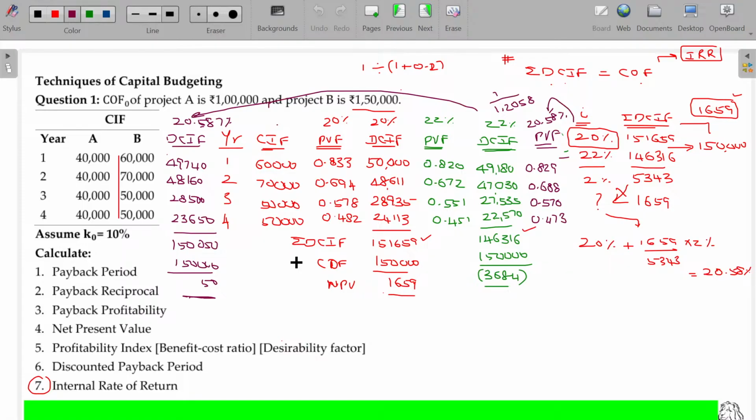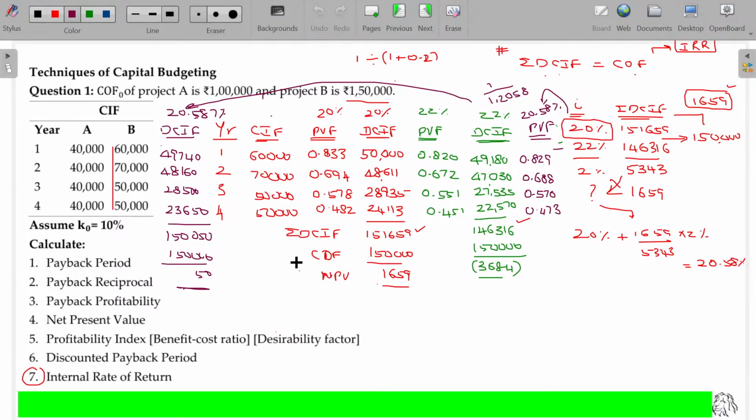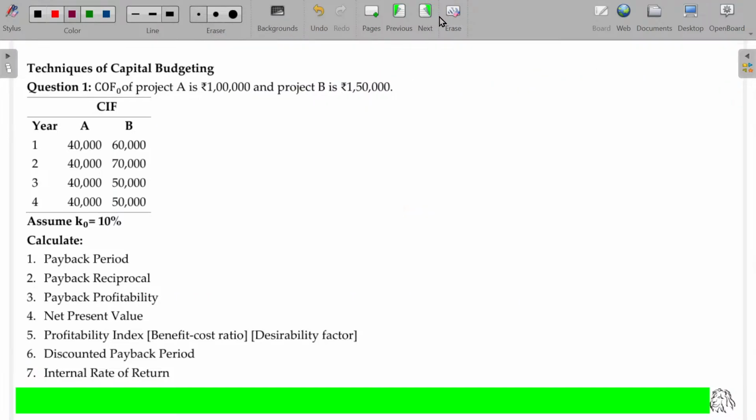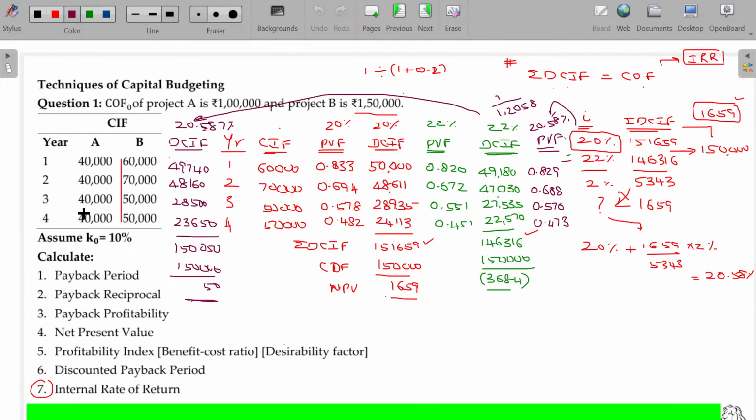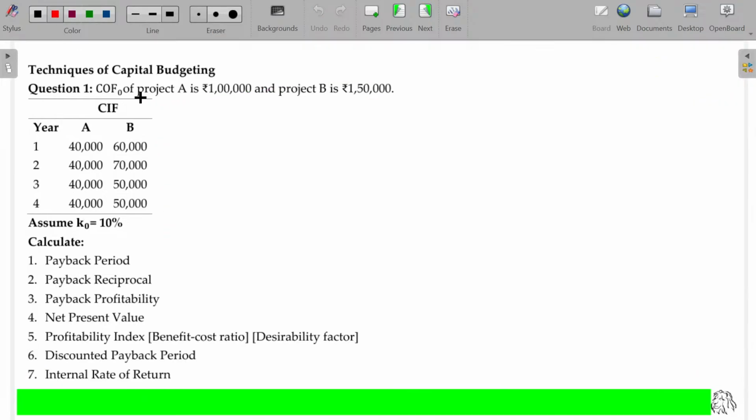Now listen. In case of project A, I'm going to calculate the internal rate of return. The summation of discounted cash inflow should be equal to cash outflow, where the rate used for discounting is called IRR.